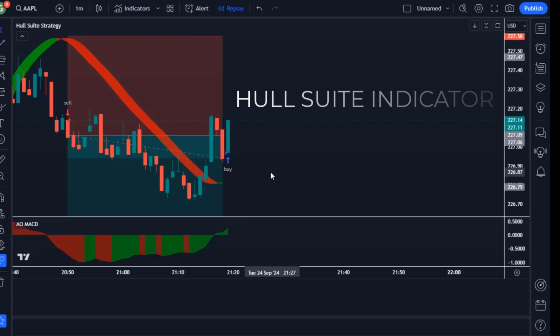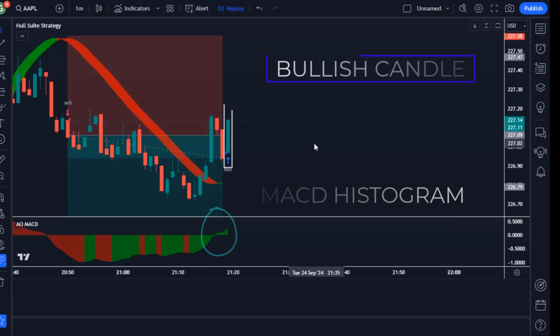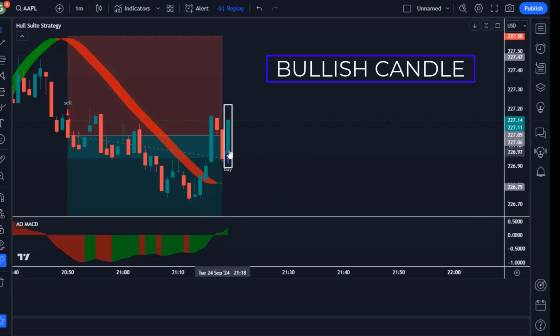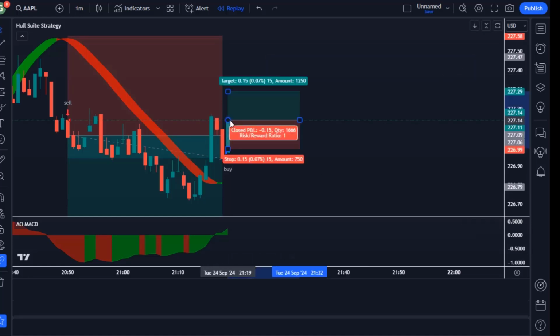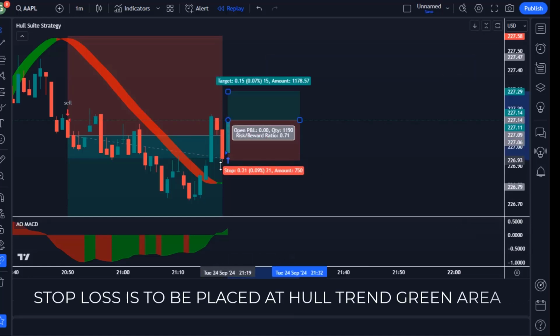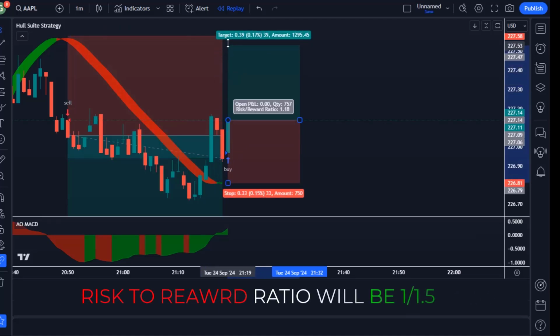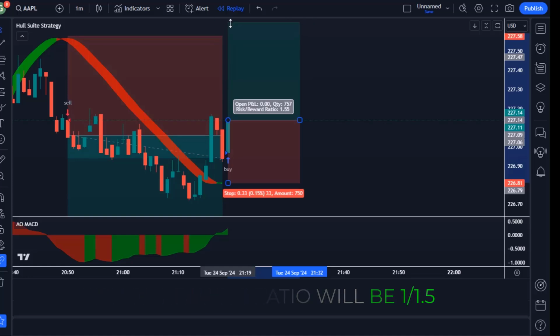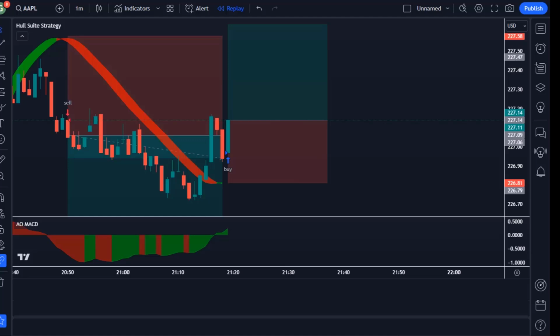Here the Hull Suite indicator gives us a buy signal. Here the MACD histogram is green area. Here the market has made a bullish candle to give confirmation. So all our conditions are being fulfilled, so we are placing an order to buy. Our stop loss is to be placed at the Hull trend green area. And the risk to reward ratio will be 1:1.5. Let's see what happens to our trade.